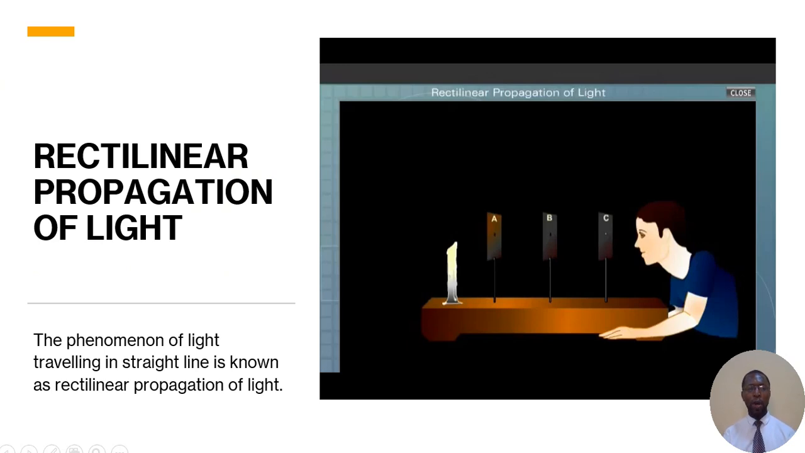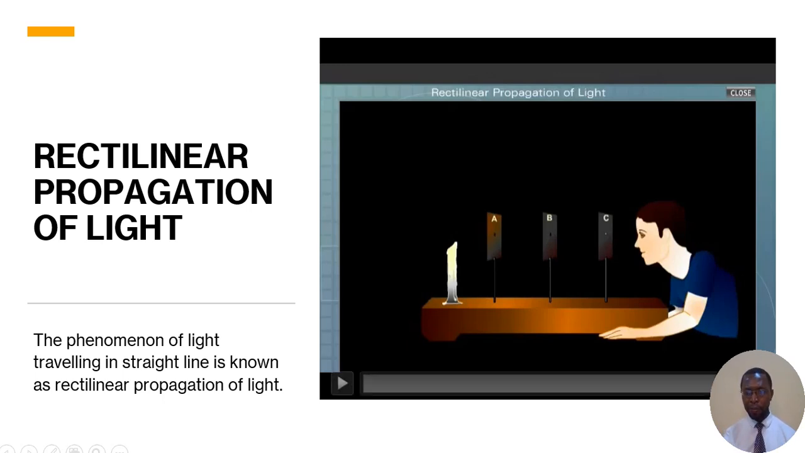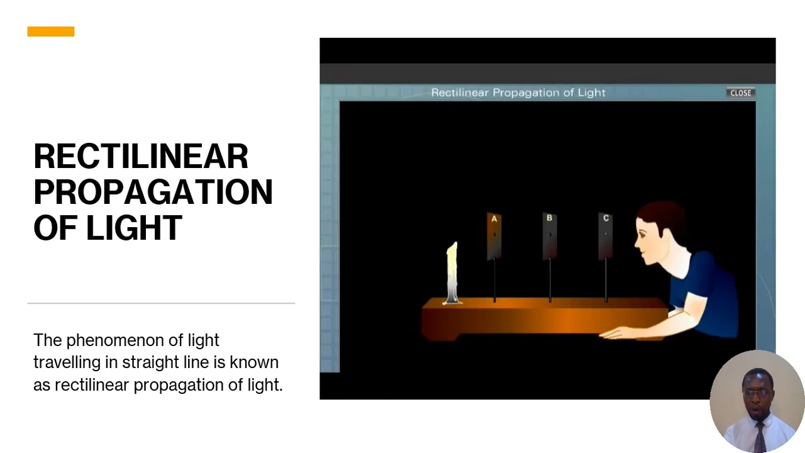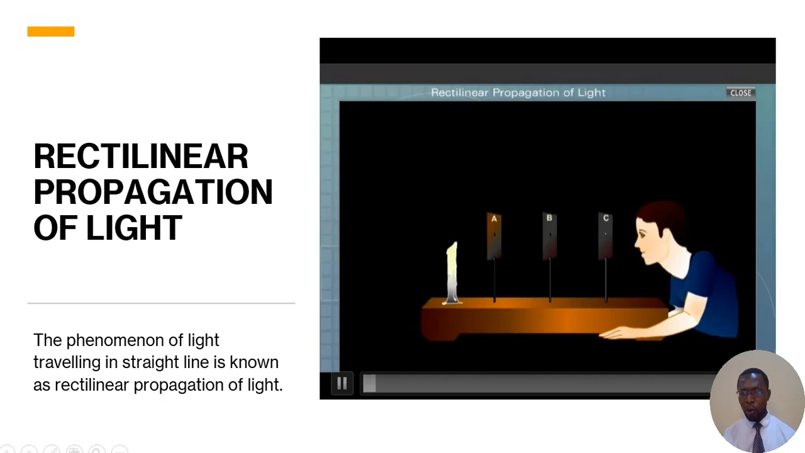Okay. Now, that's what we call rectilinear propagation of light. It's just a phenomenon whereby light travels in a straight line. Look at this experiment here. Look at this viewer. This viewer is looking through these 3 cardboards with holes in them. And look at this candle here. It's here to be lit up. As soon as this candle is lit up, the light will go through these 3 holes of cardboard A, cardboard B, and cardboard C. That's because the 3 cardboards with their holes are on a straight line. That's why the light can come from here and go through, and the viewer could see the light entering his eyes.